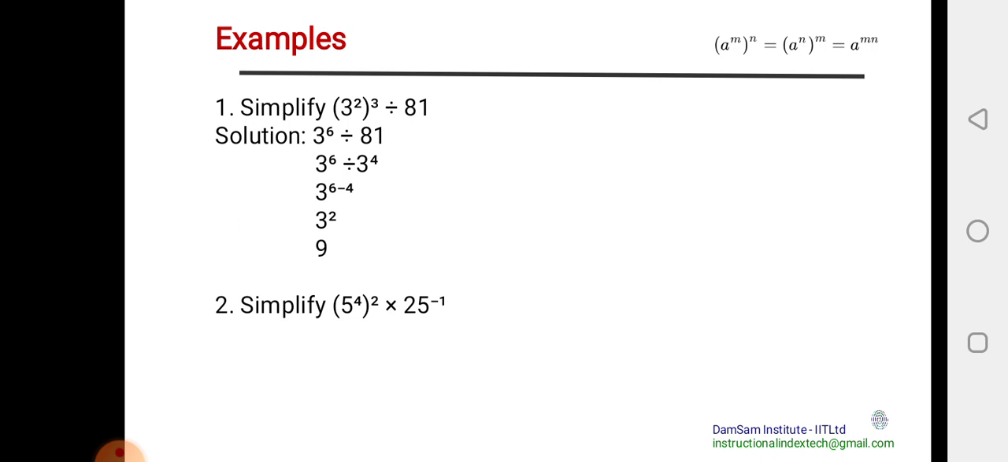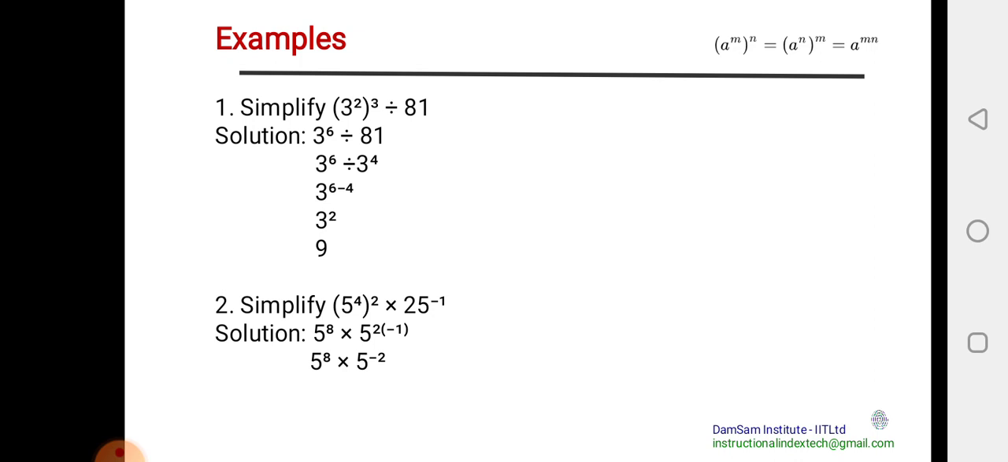So we also have another example, 5 raised to power 4 into 2 times 25 raised to power negative 1. That 25 can also be expressed as 5 raised to power 2, which we can easily perform. Already we have done that of 4 times 2, which is 8. Then 5 raised to power 2 into negative 1. And 2 times negative 1 is going to be negative 2.